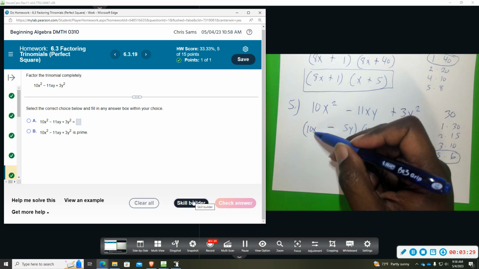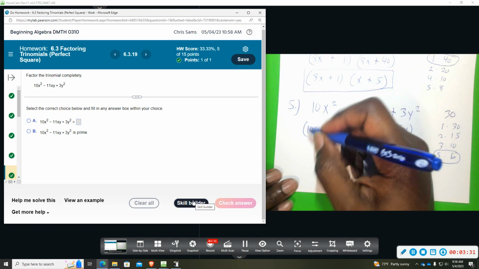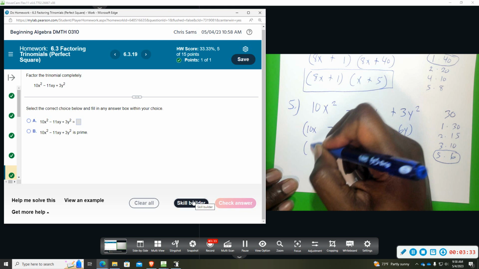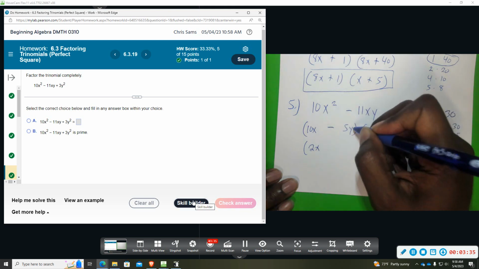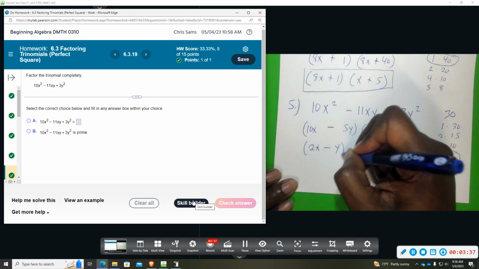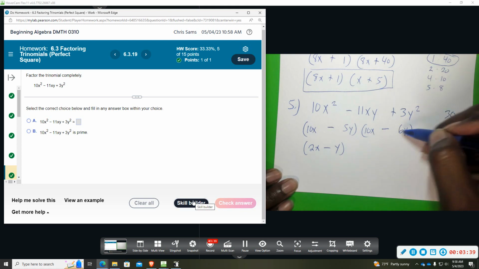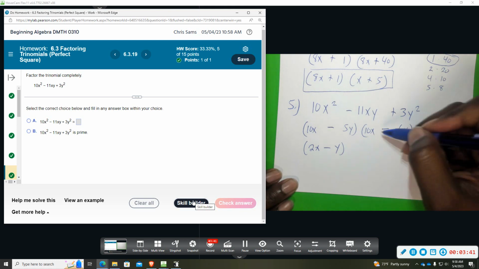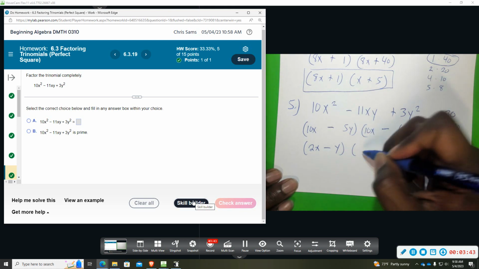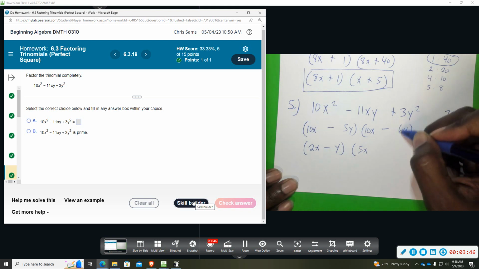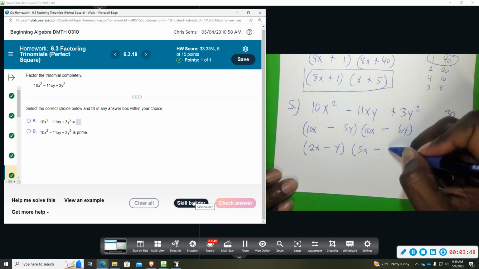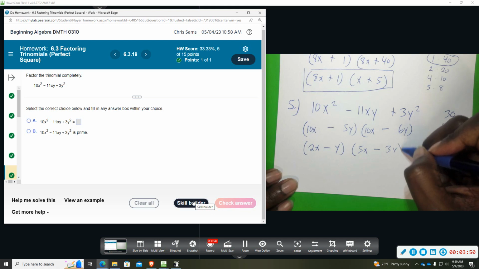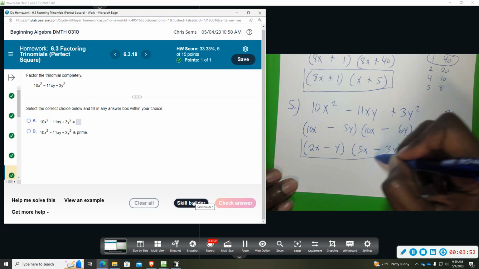So 10 and 5 are both divisible by 5. So divide by 5, that will give us 2x. Divide by 5, leave us with y. These 2 are also divisible by 2. So we're going to reduce and divide by 2, and that will give us 5x. Divide by 2, that gives us 3y. So at this point, we are completely factored.